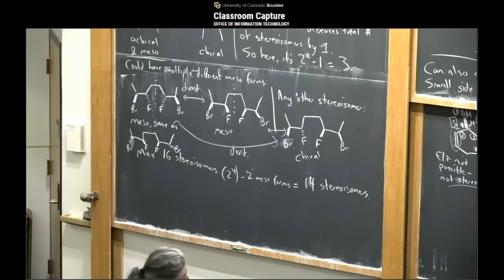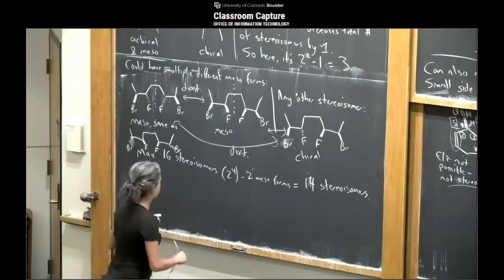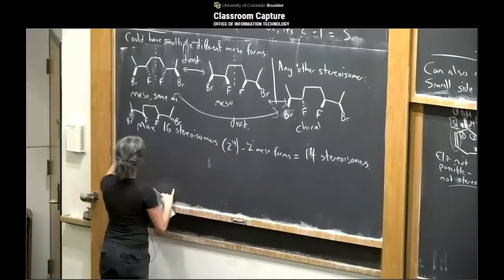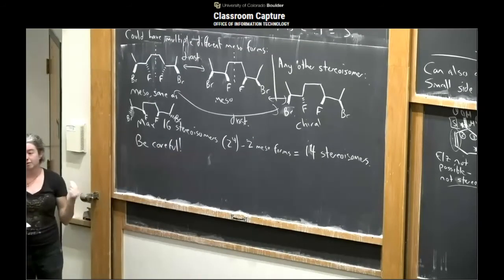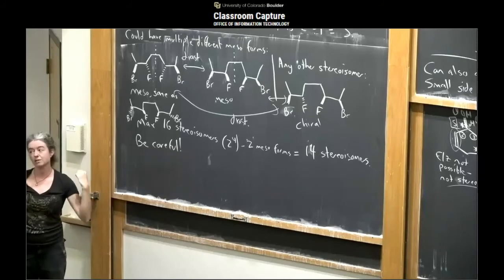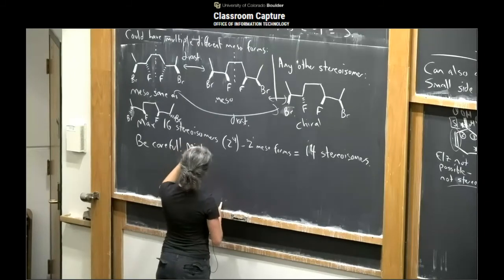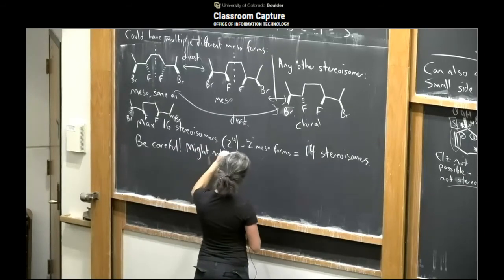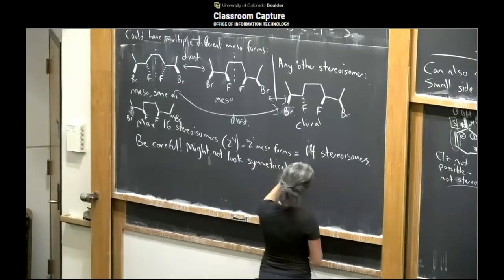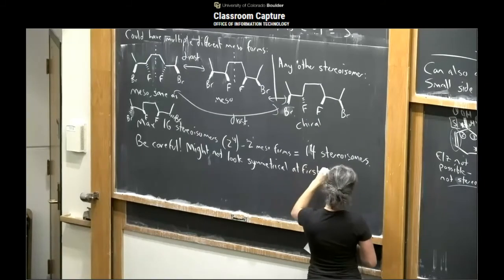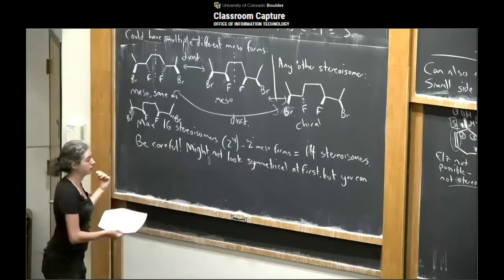Yeah, exactly, but that's actually a good segue into one more warning note in the last couple minutes that I have left. Be careful. Just because it's not drawn in a way that looks like there's a plane of symmetry doesn't mean you can't rotate it to a place where there is a plane of symmetry. So remember that single bonds are freely rotating.